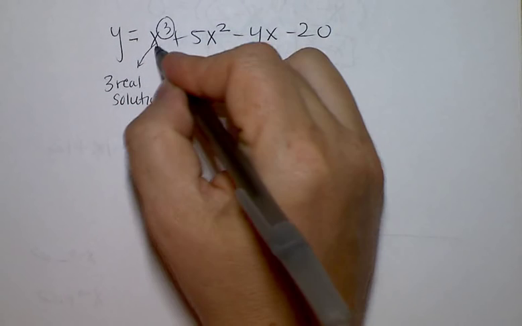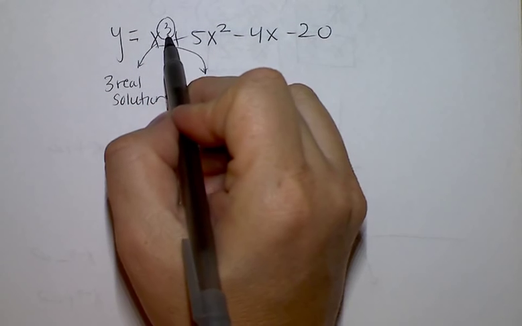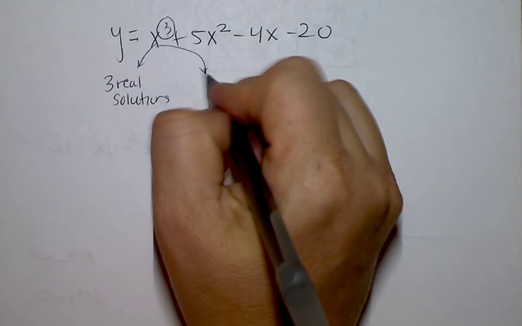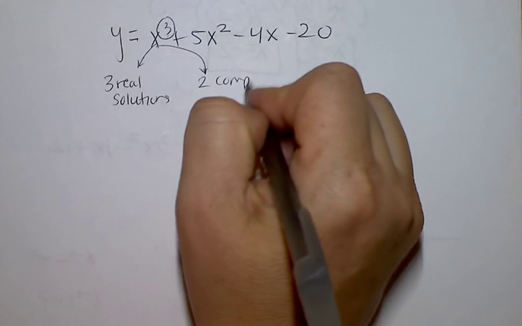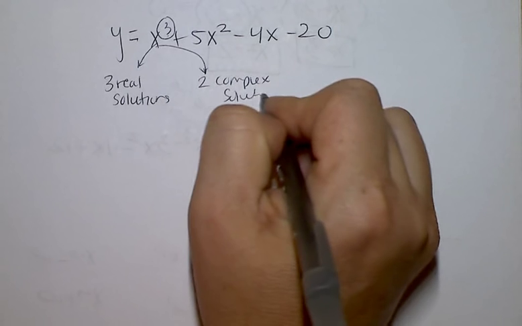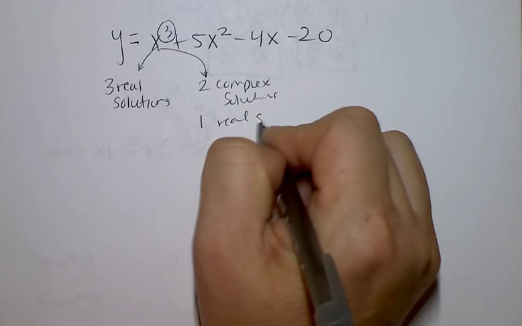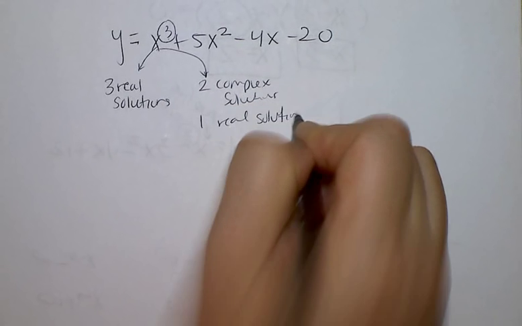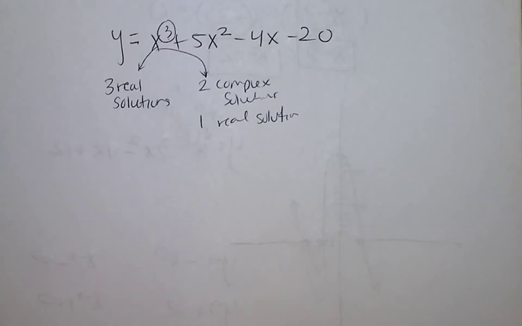Or you could have, and how many pairs fit into here? 1 pair. That'd be 2 complex solutions and 1 real solution, or 1 x-intercept. Those are my possibilities. At this point, I don't know what it's going to be.